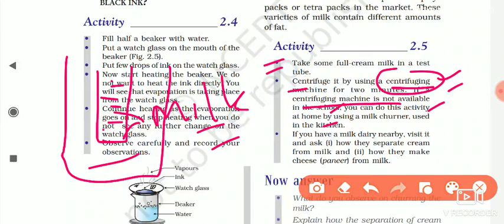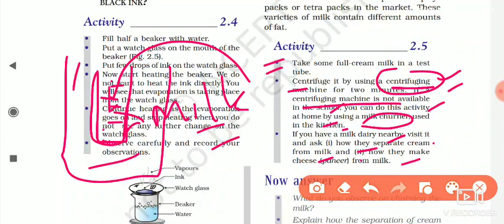If it is not available in school, you can do this activity at home by using a milk churner used in the kitchen. If you have a milk dairy nearby, you can visit and see how they separate cream from milk. You can ask them how they make cheese from milk. In simple words, you just take a test tube, take milk in it, and then put it in the centrifuging machine.